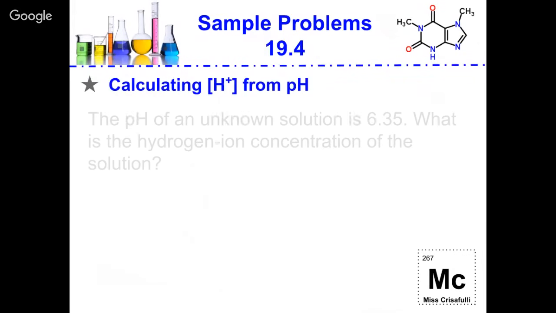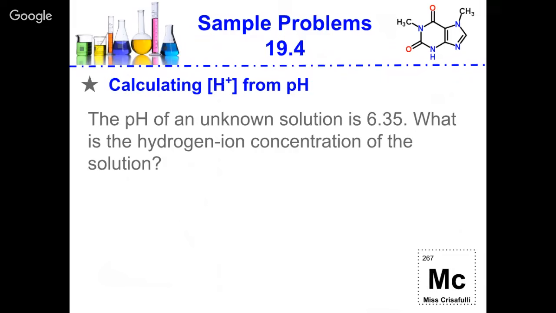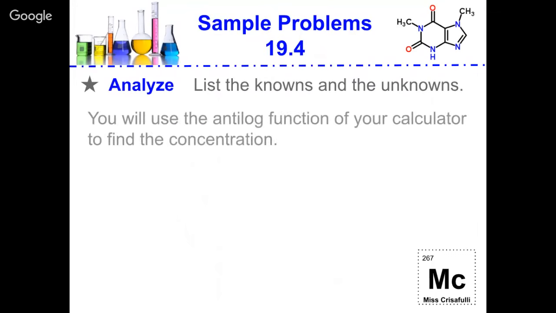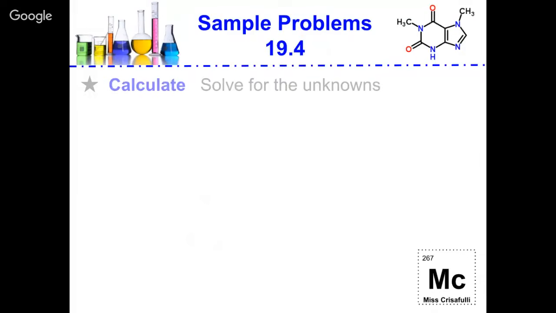Let's try that. Let's calculate the H plus from pH. So the pH is going to be 6.35, and what is the H plus ion concentration? If we're going to do this, we're going to use the anti-log, or that 10 to the x function on our calculator. We know our pH, we don't know our H plus. So this is how we're going to set this up.